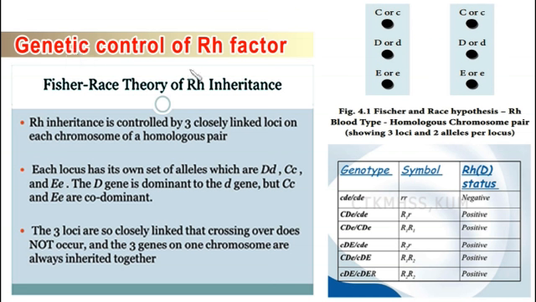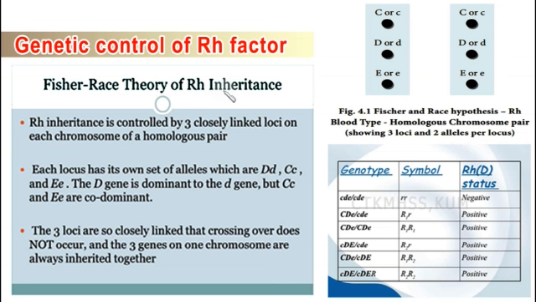Next, genetic control of RH factor. So, we have seen this RH factor. Which genes are responsible for controlling this RH factor? So, two theories or two hypotheses are there. One is the Fisher-Race hypothesis, another one is the Wiener hypothesis. First we will see about the Fisher-Race theory of RH inheritance.